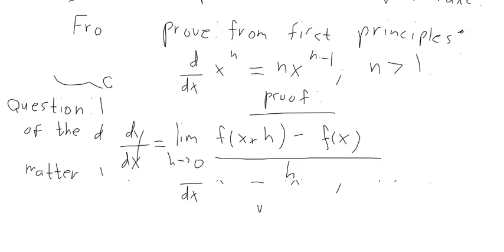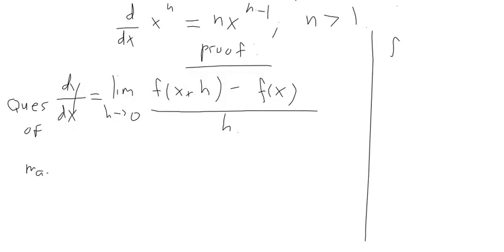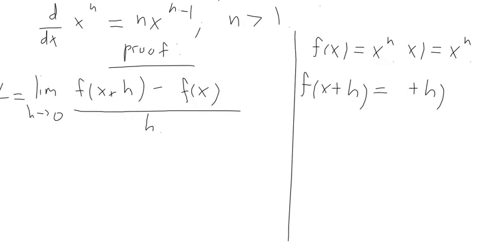So on the side here, we know that f of x equals x to the n. We want to figure out what f of x plus h is. So x plus h gets substituted for x. This becomes x plus h all to the n.